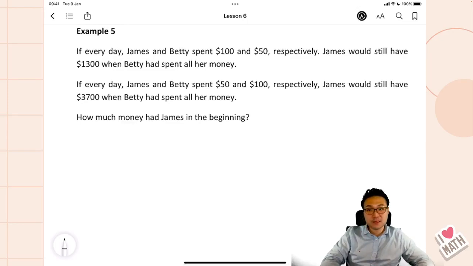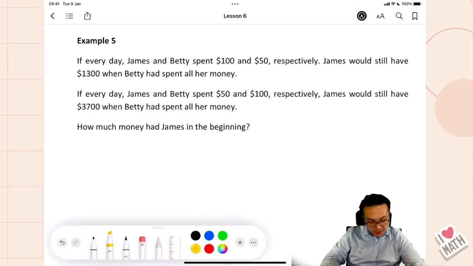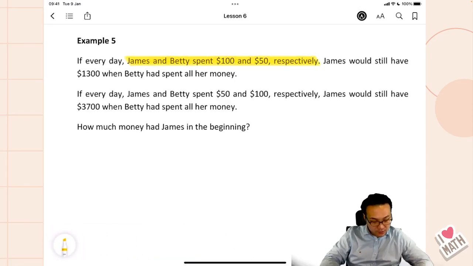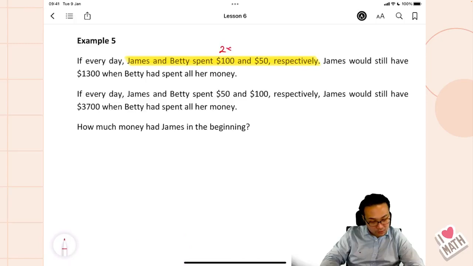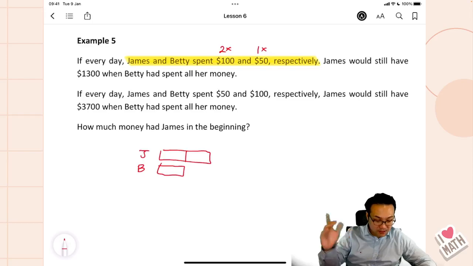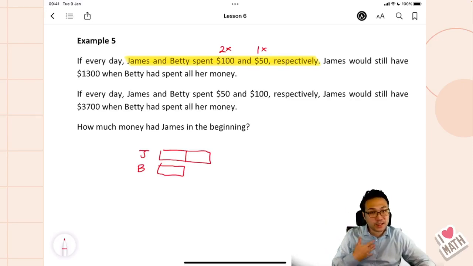If every day James and Betty spend $100 and $50 respectively, now what does it mean? That means if I highlight this, do you agree that James is actually spending more? How many times more? 2 times more than Betty. That means if James spent 2 units, Betty is only spending 1 unit. Correct or not? Because James is spending $100, Betty is spending $50, James is spending 2 times more. So I can say that James is spending 2 units and Betty is spending 1 unit.